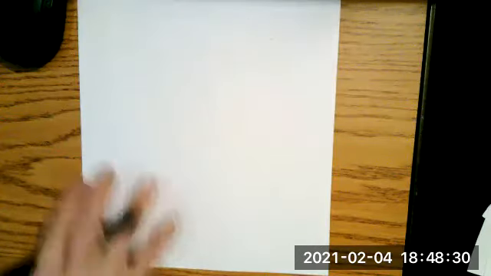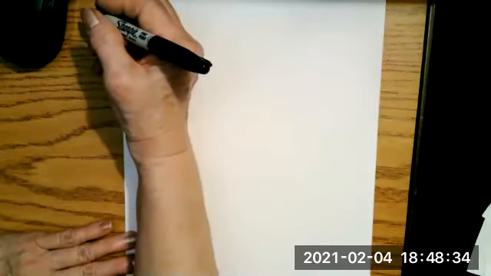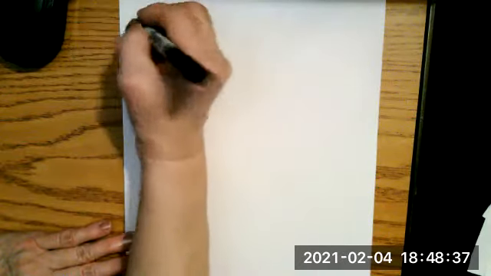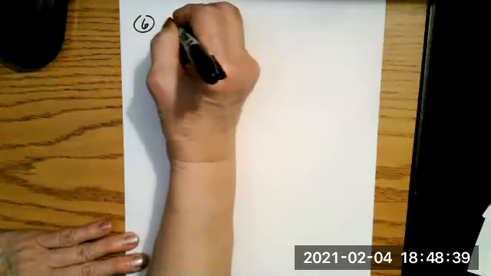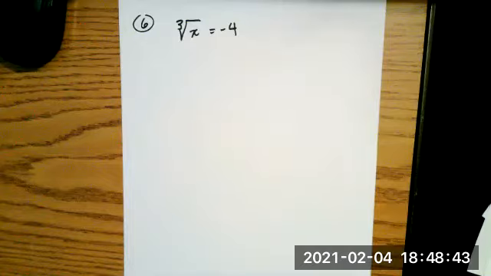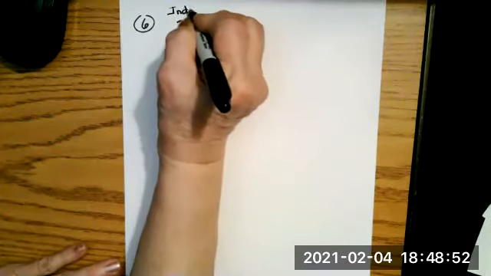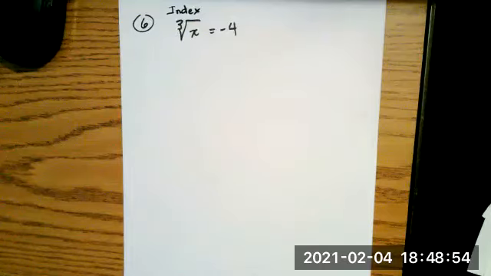Let's do one with a cube. Let me pick one off of your assignment that has a cube. Number 6 has a cube. It has the cube root of x equals -4. And you see it has the little 3 marked up there in that little index. That's called an index. I-N-D-E-X. Index.